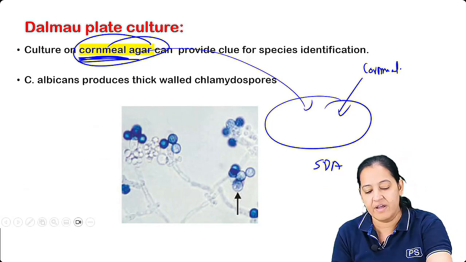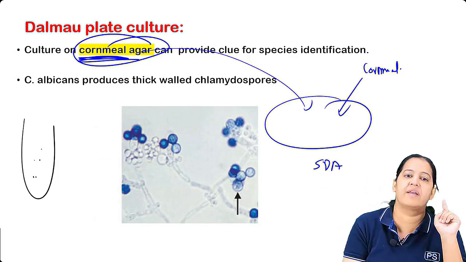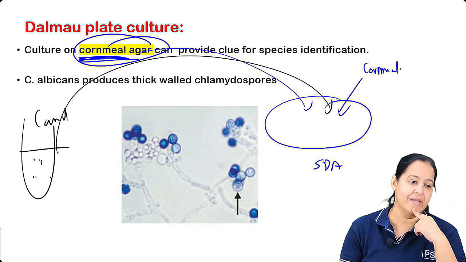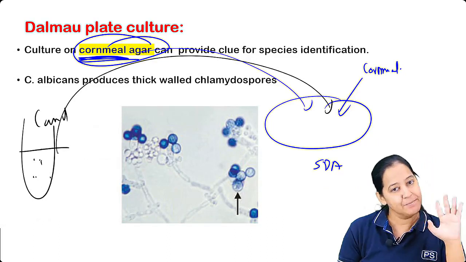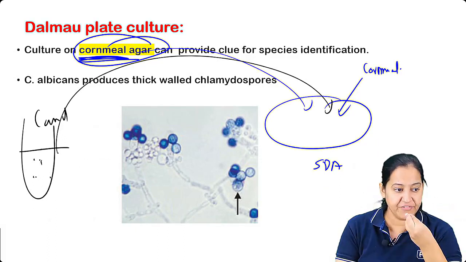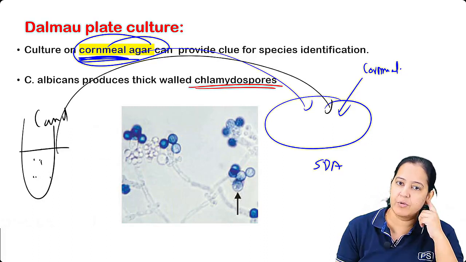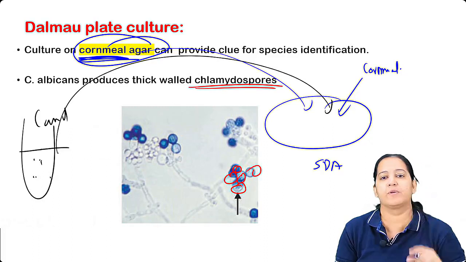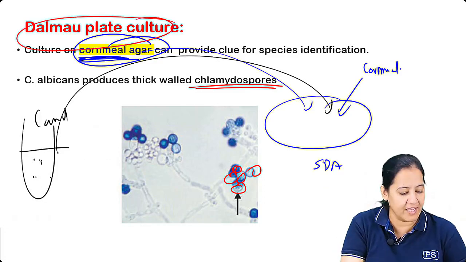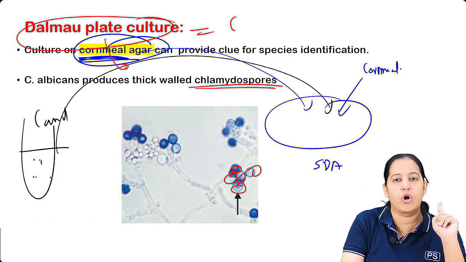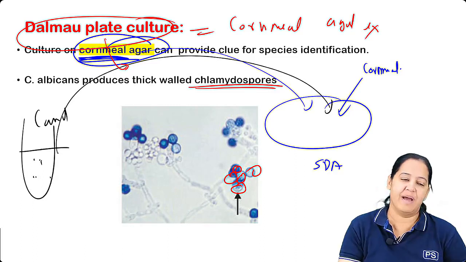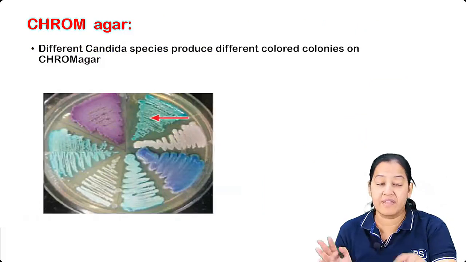Whatever Candida you have, I'm not sure whether it is other Candida or Candida albicans, but it is Candida, I'm sure. So try to grow the Candida on your corn meal agar, not on simple SDA. If it is Candida albicans, after eating the corn it will convert into chlamydospores. Other Candida will not convert. So this is known as the Dalmau plate. What should you remember from Dalmau? Corn meal, also known as the corn meal agar experiment. By these two experiments, we can be sure whether it is Candida albicans or others.